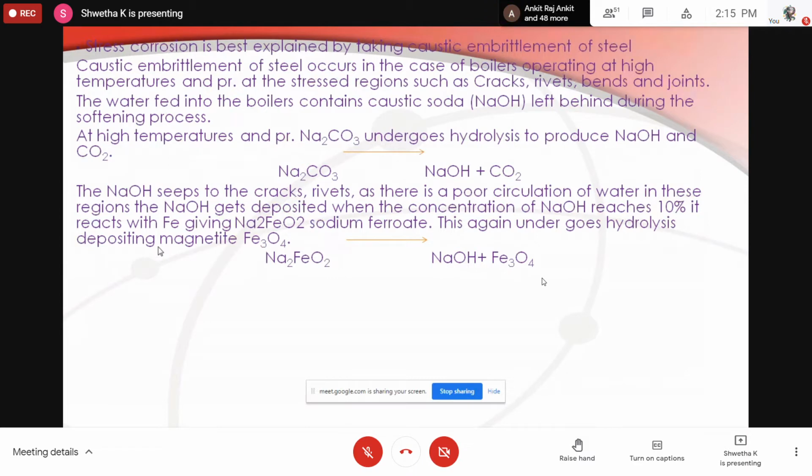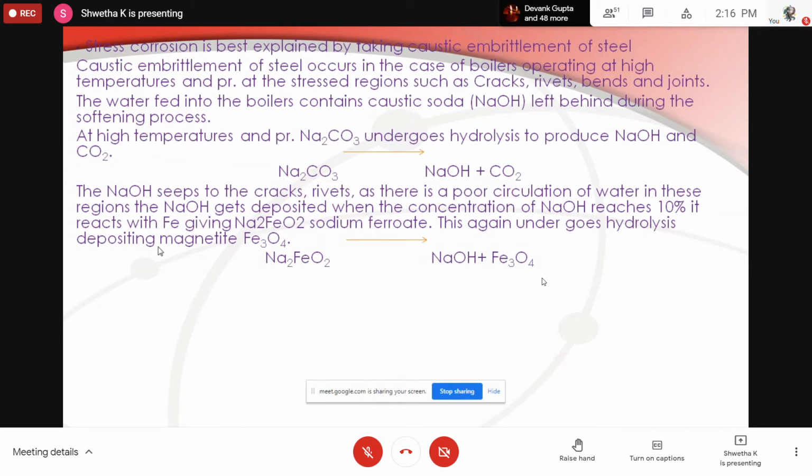Now, first, what happened? We have the sodium carbonate, Na2CO3. It undergoes hydrolysis, meaning it reacts with the water. It gives NaOH and carbon dioxide. Now we have this tank, and maybe because of poor circulation the water keeps coming out of this boiler. That time the NaOH, the caustic soda, is there. This NaOH gets deposited on this surface, maybe at the bending or riveting places. It keeps on depositing.